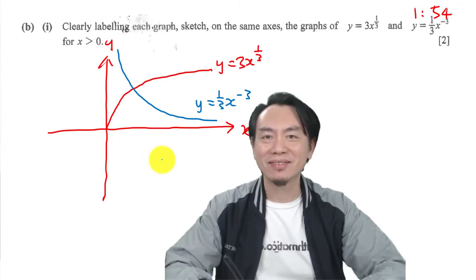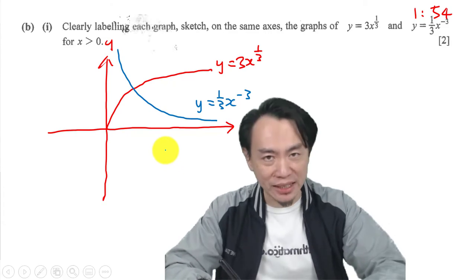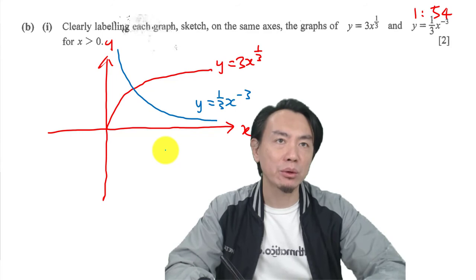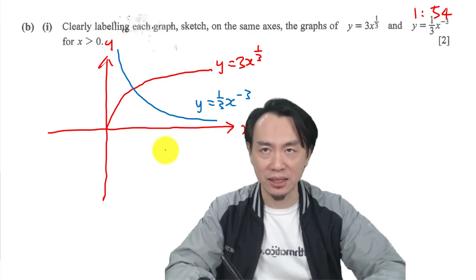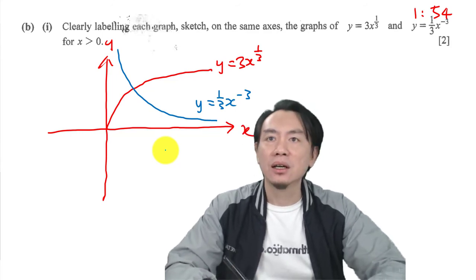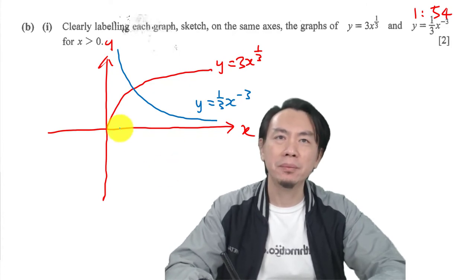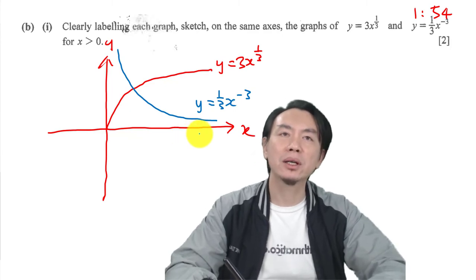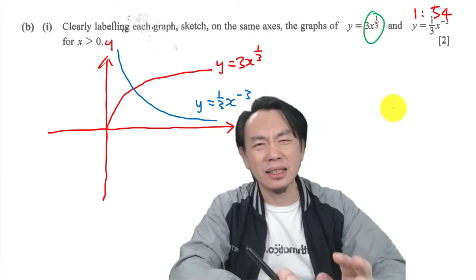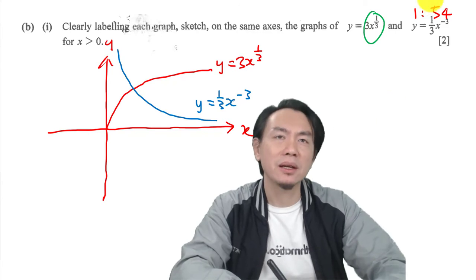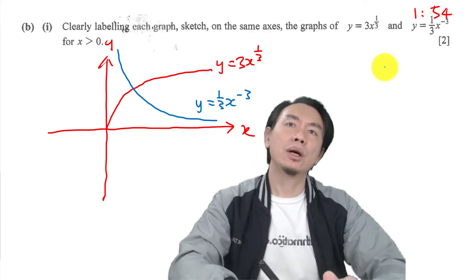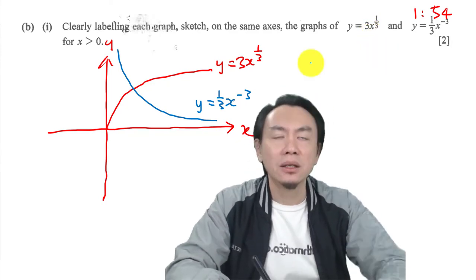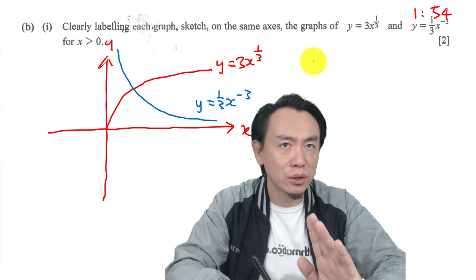Part B, question 1. Clearly labeling each graph, sketch on the same axes the graphs of y equals 3x to the power of 1/3 and y equals 1/3 x to the power of negative 3 for x positive. Okay, so I drew the axes, and this one, I tell you, many students do not know how to do. Why? Because they see this x to the power of 1/3 graph, it's not familiar at all. But you have to know that the cube root graph, that's what x to the power of 1/3 is, has the same shape as the square root graph.